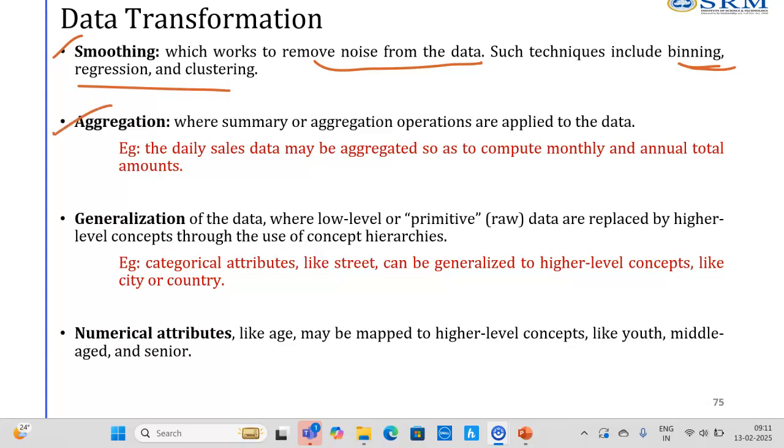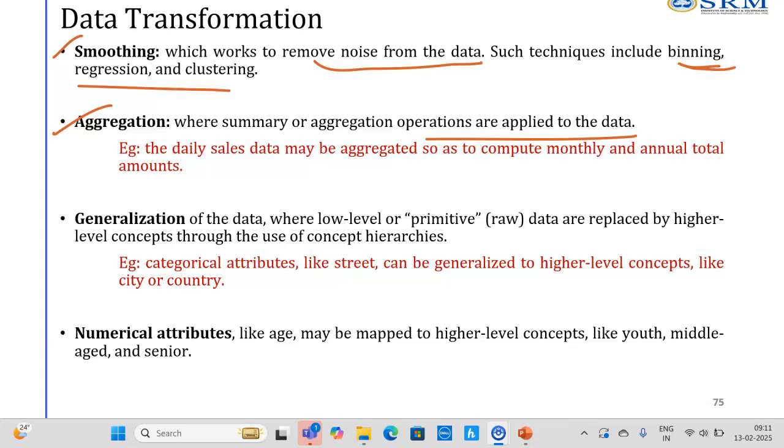So what is aggregation? Aggregation is also a method. From the word aggregation itself, you can understand aggregating something, where a summary or aggregation operation is applied: you put things together, you summarize something. This aggregation operation is applied on the data set to transform the data.